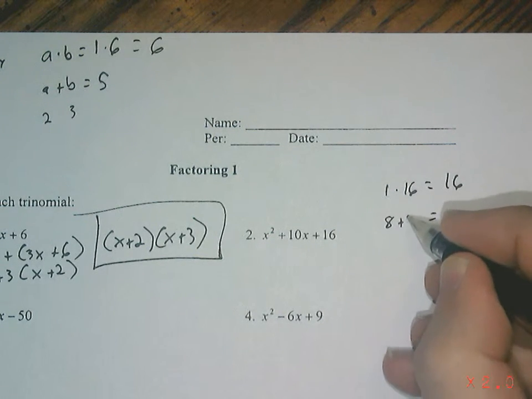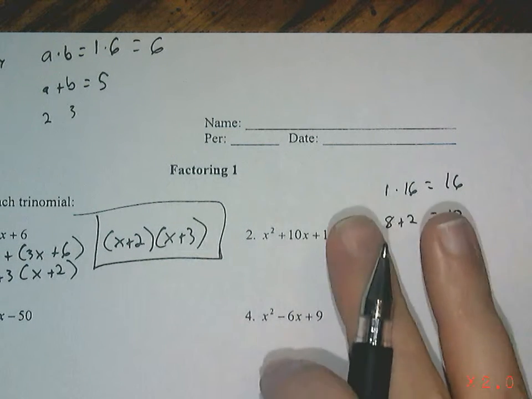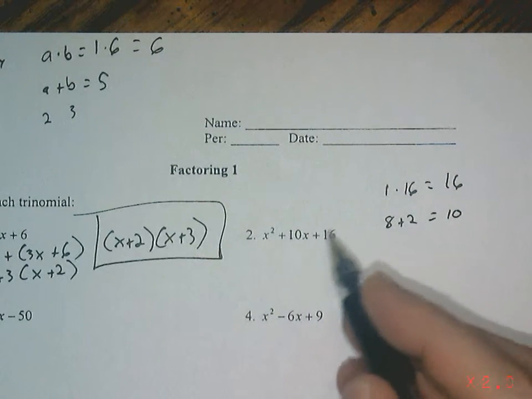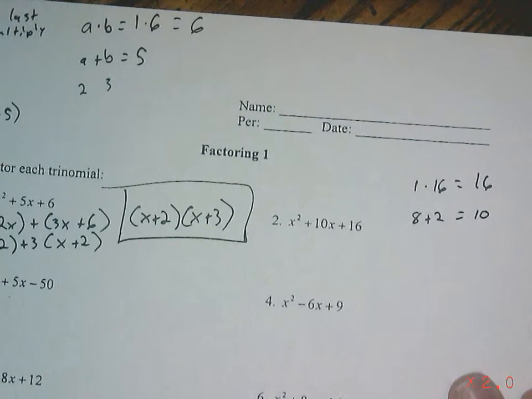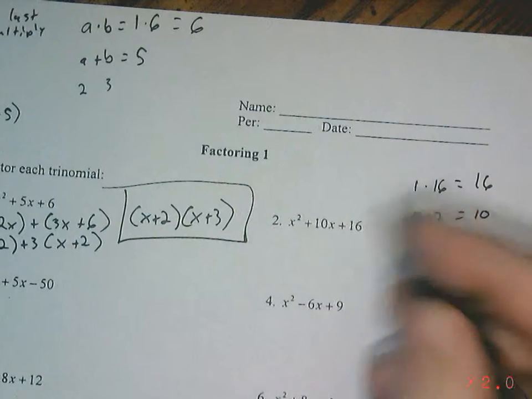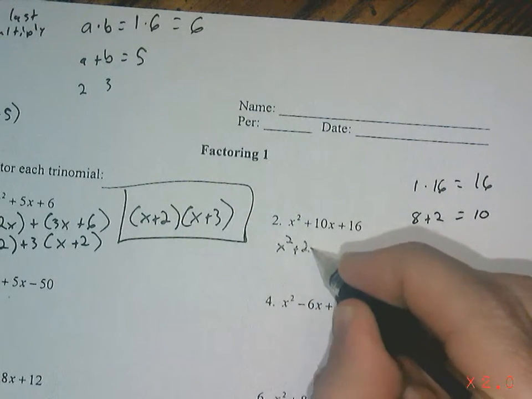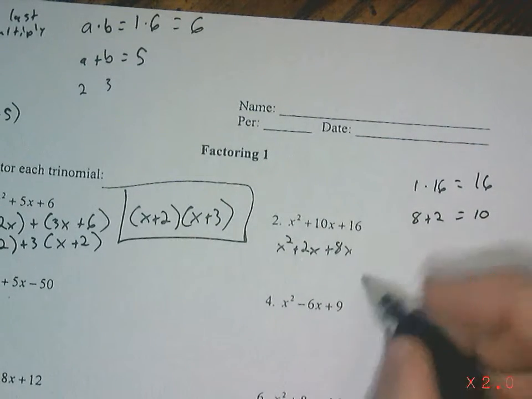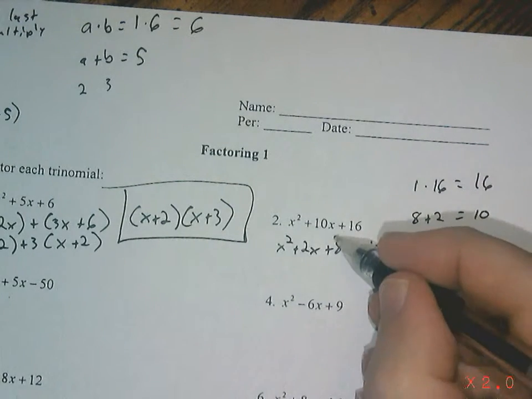So 8 times 2. Okay, so again, I'm going to break this up, and again I'm going to look for common factors here. I can already tell that the 8 would go best with the 16, right? So I'm going to move the 8x next to the 16. So when I rewrite it, it would be x squared plus 2x plus 8x, because again, combine those, we'd get 10x, and then plus 16.